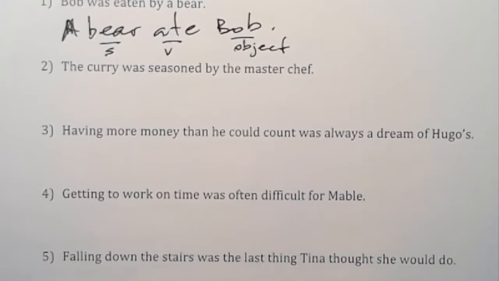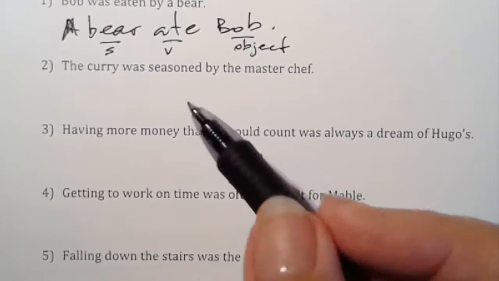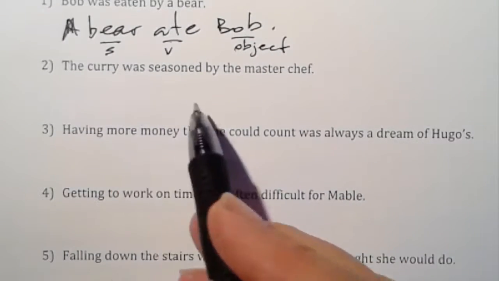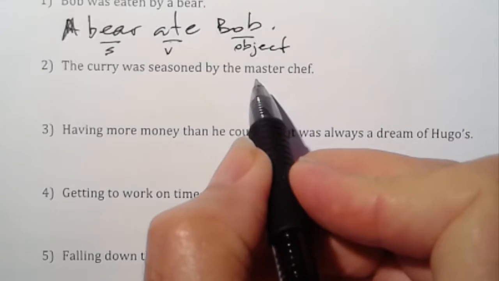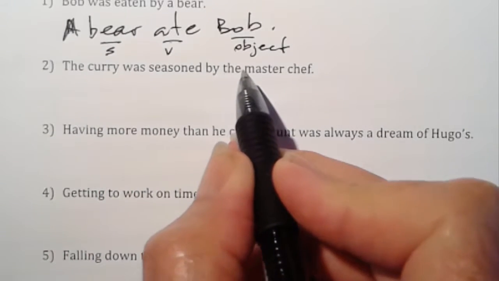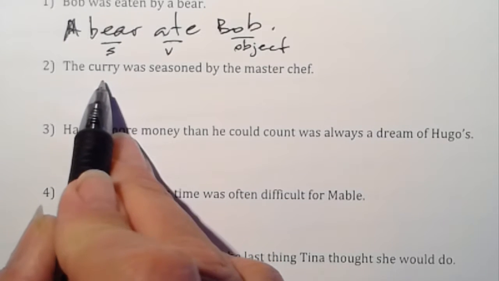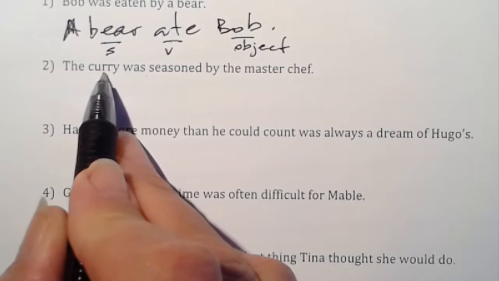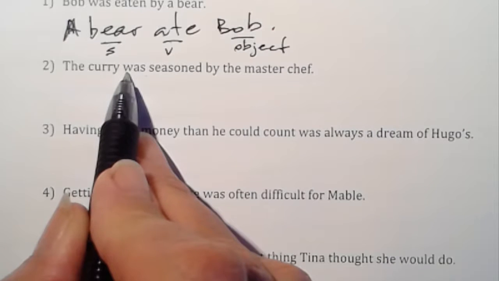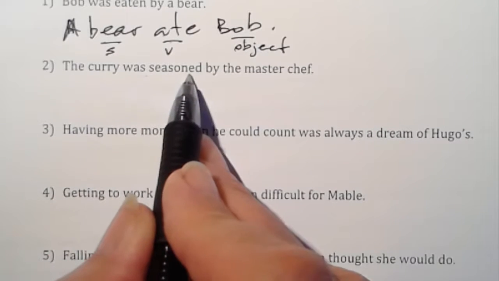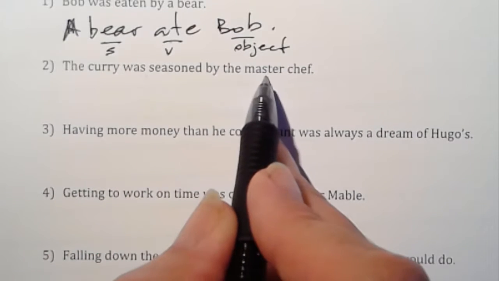Here's another example. The curry was seasoned by the master chef. So what's the subject of this sentence? Is it the curry? Well, it's easy to think so because we have a verb right after it, so it looks like a clause. But actually, who is doing the seasoning? The master chef.